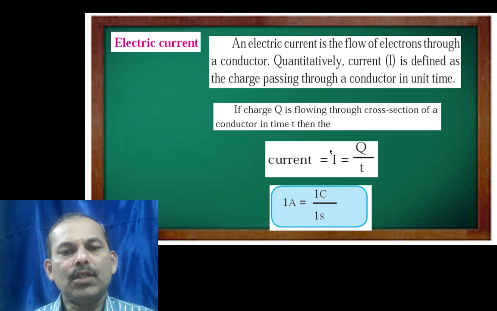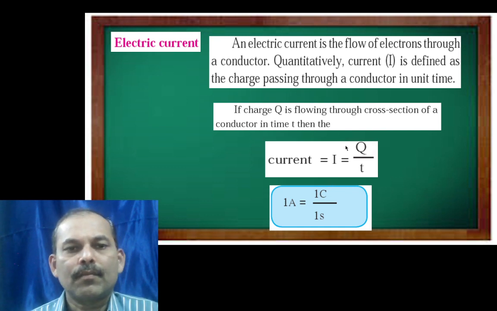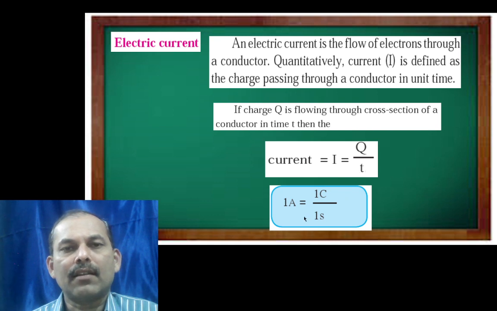The unit of this current is ampere. If charge is in coulomb and time in second, then 1 ampere equals 1 coulomb upon 1 second.